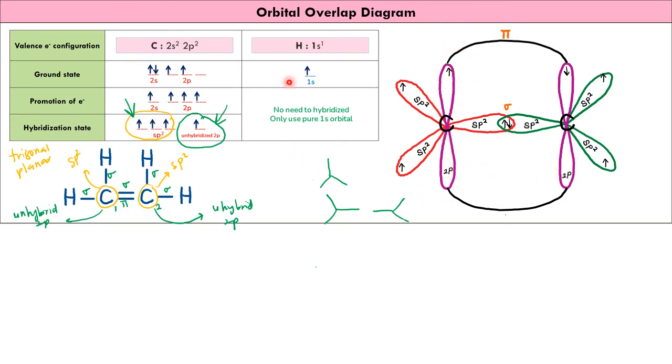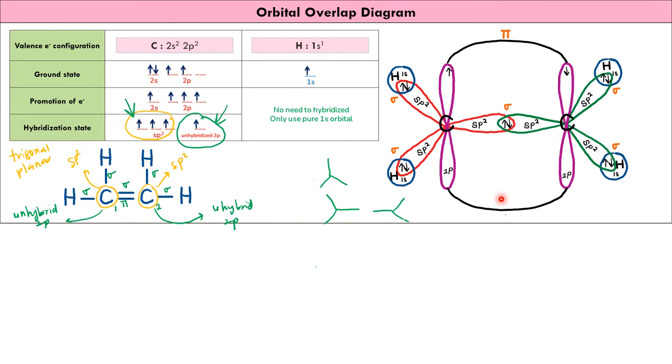So dah settle, baru kita lengkapkan untuk hydrogen. Okay, yang mana dekat sini kita akan ada overlapping sigma bond antara carbon and hydrogen using a pure 1s orbital. So lengkapkan. Label hydrogen, label 1s, masukkan elektron dan labelkan awak punya sigma bond.